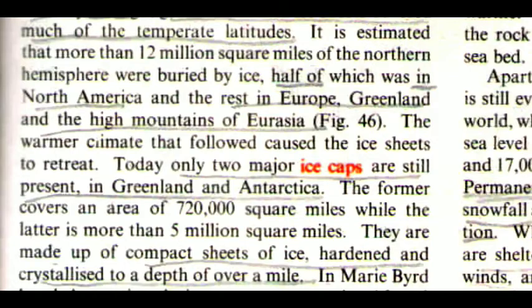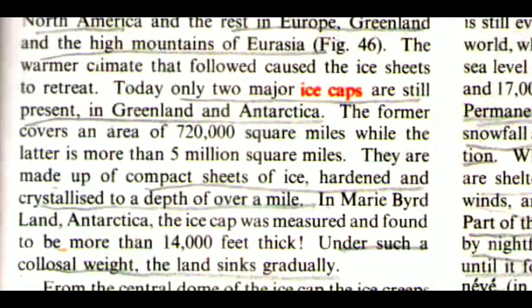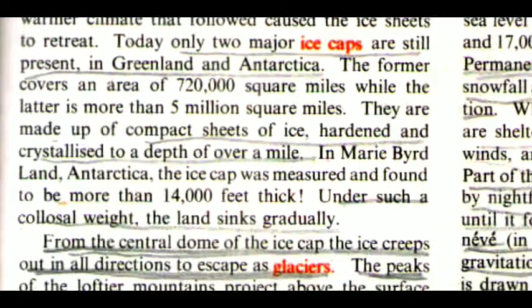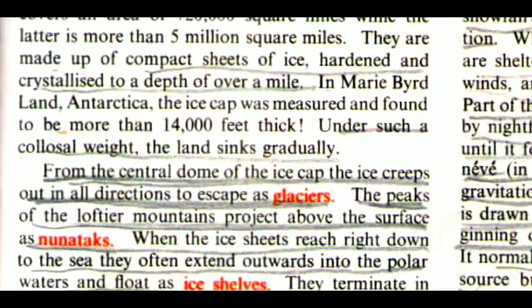The warmer climate that followed caused the ice sheets to retreat. Today, only two major ice caps are still present in Greenland and Antarctica. The former covers an area of 720,000 square miles, while the latter is more than 5 million square miles. They are made up of compact sheets of ice, hardened and crystallized to a depth of over a mile. In Mary Byrd Land, Antarctica, the ice cap was measured and found to be more than 40,000 feet thick.